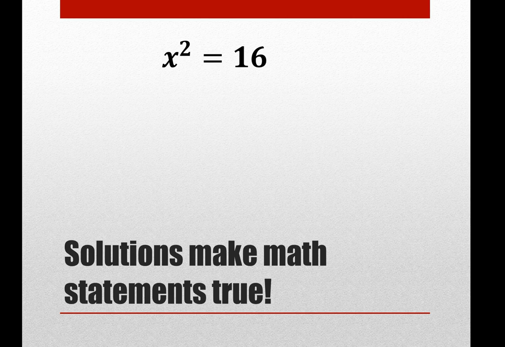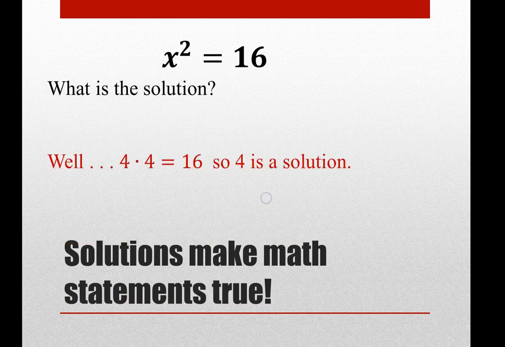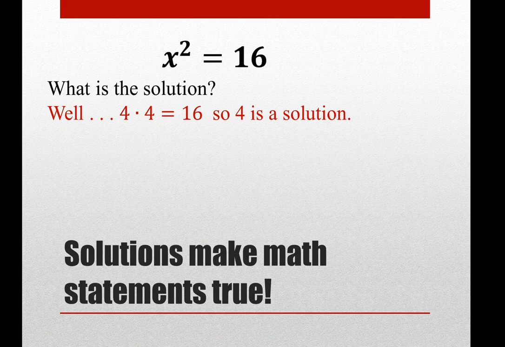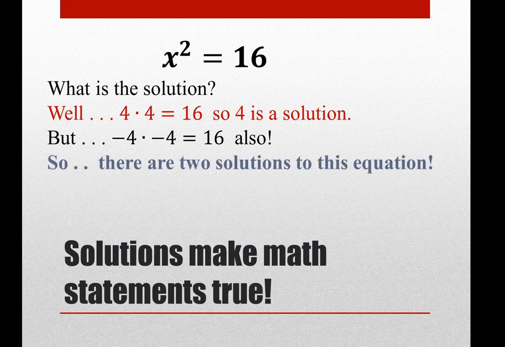So now I have x squared equals 16. And everybody in the room went, oh yeah, it's 4. Because 4 times 4 is 16. So we know 4 is a solution. But -4 times -4 is also positive 16. We can't forget those negatives. So there are two solutions to this equation.